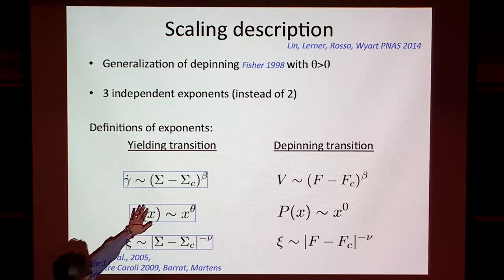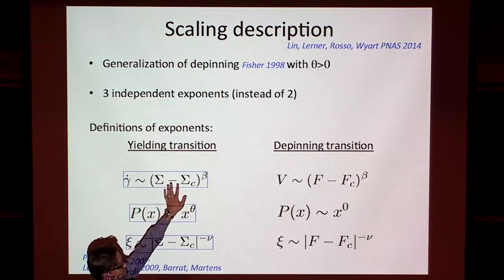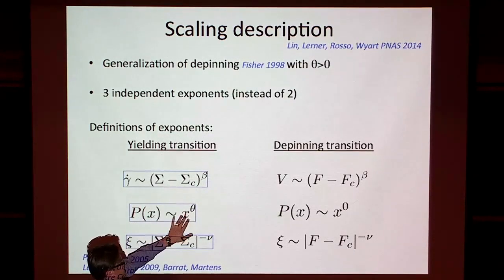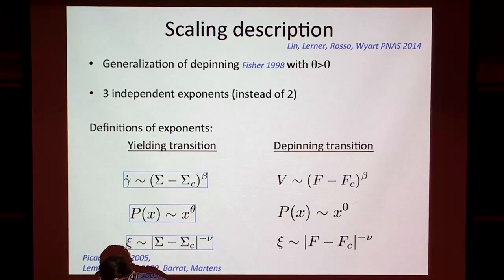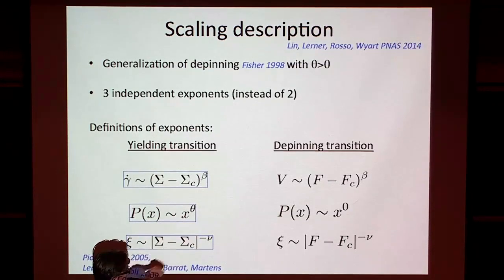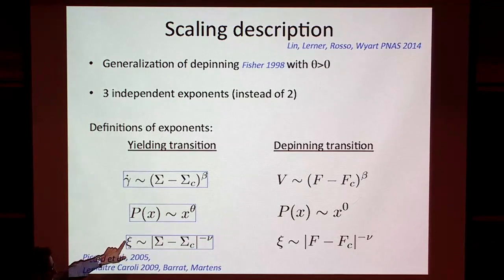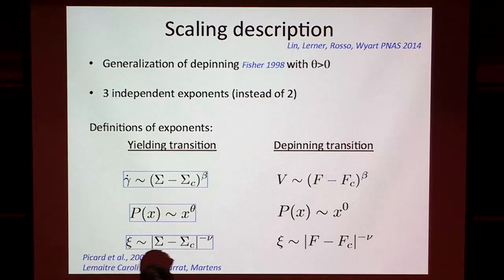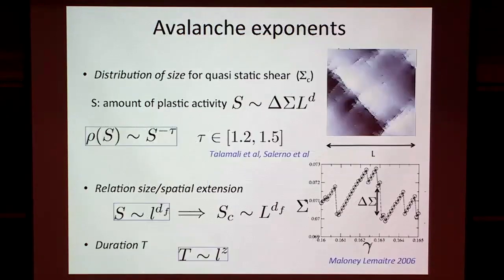So some I told you about already. This is the singularity of the flow curve. This is the exponent that characterizes a number of excitation close to yielding. You also have a length scale, because the dynamics becomes more and more correlated as you approach the yield stress from above, defining some exponent nu. And you also have 3 exponents that characterize avalanches.